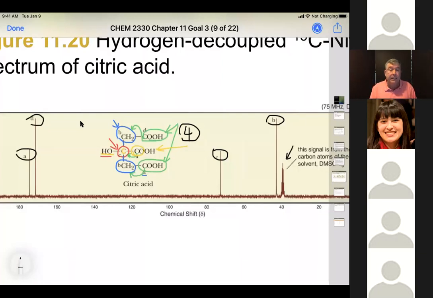Notice that they're all singlets and they all are of varying intensities. Okay, so we only have to worry about single peaks. Each single peak is a unique carbon. Now let's figure out shift.